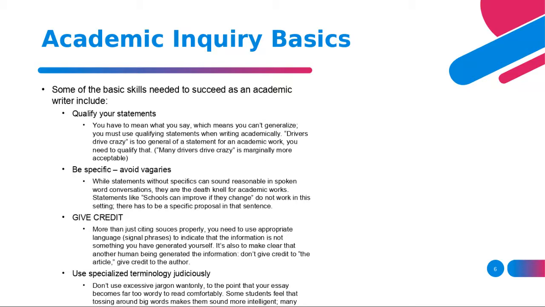Now, the next one, give credit. More than just citing sources properly, you need to use appropriate language, such as signal phrases, to indicate that the information is not something you have generated yourself. It's also to make clear that another human being generated the information. Don't give credit to the article, give credit to the author. This is a common mistake. People attribute things to the articles themselves as opposed to the authors who wrote the articles.